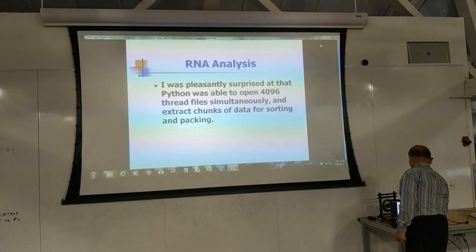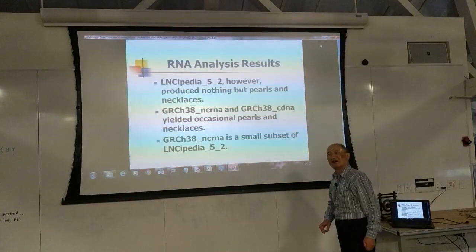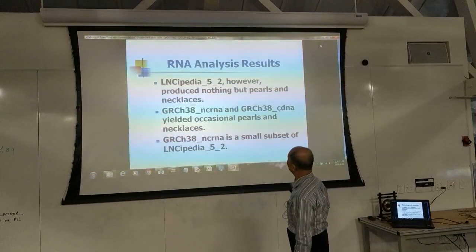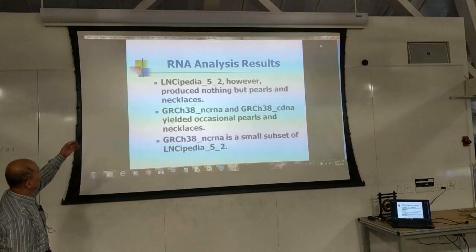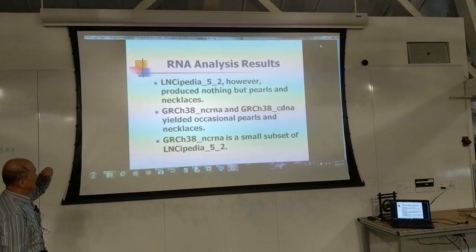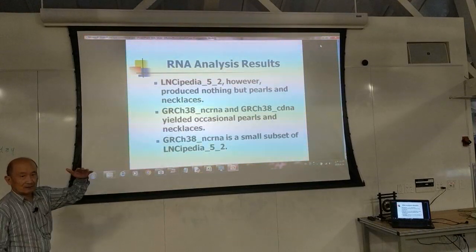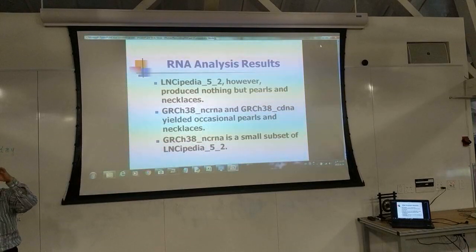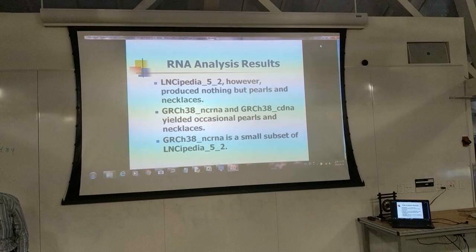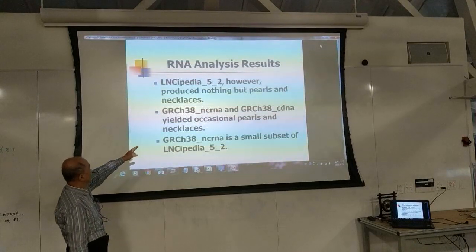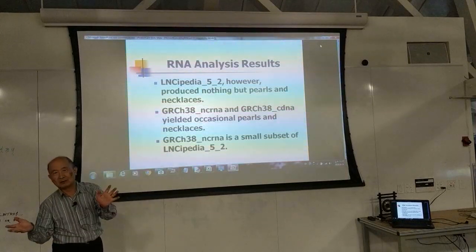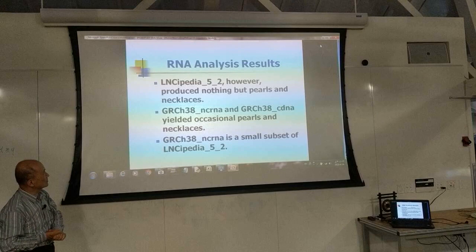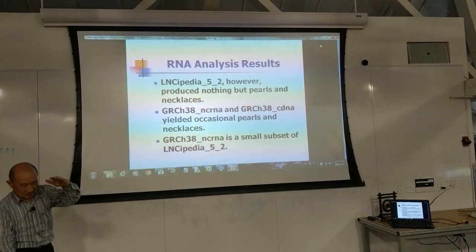Okay, the results. For LNCpedia, the final result has nothing but pairs and necklaces, and that was very surprising. And the other files produce occasional pairs and necklaces. So if you scan through the file, you can find a few clusters of pairs.